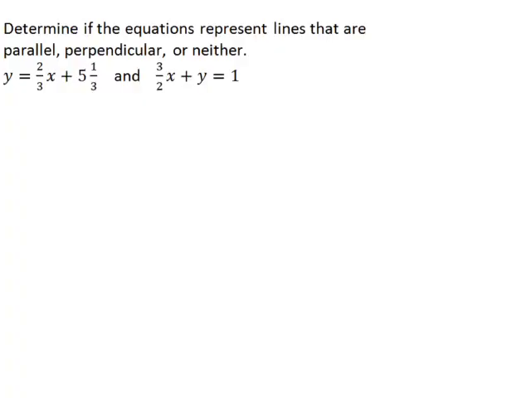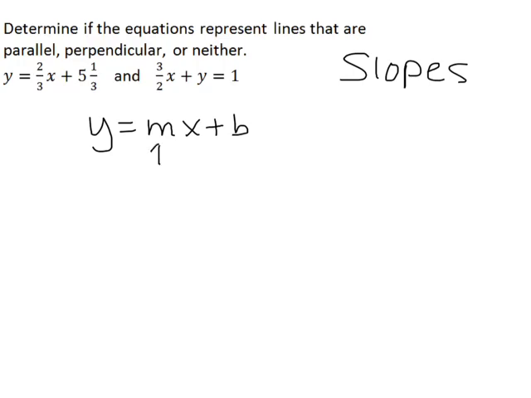In our first problem, we are determining if the equations represent lines that are parallel, perpendicular, or neither. The easiest way to do this is to determine their slopes and then decide if their slopes are equal, opposite reciprocal, or neither. So remember that y equals mx plus b is slope-intercept form where m is the slope. So for this first line, y equals 2/3 x plus 5 1/3, we know that 2/3 is the slope.